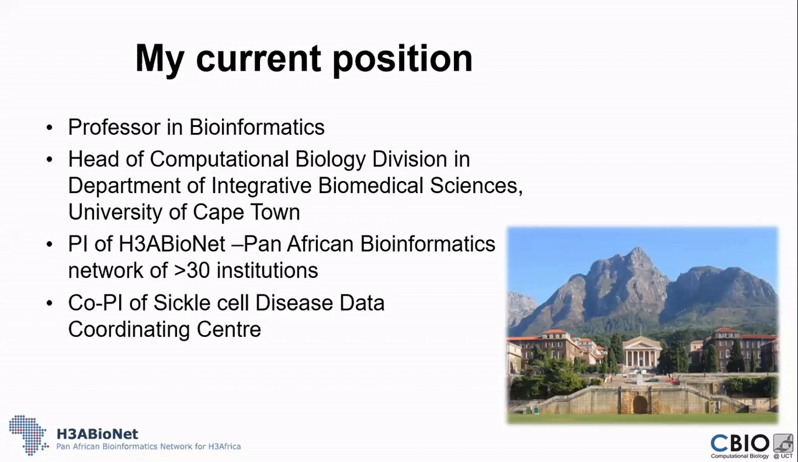I also co-lead a sickle cell disease data coordinating center. So sickle cell disease is a very debilitating disease caused by a single mutation in the hemoglobin gene. And it's predominantly found in people of African descent, so people with African ancestry. So there's a big consortium across Africa to manage sickle cell disease, and we manage the data coming out of that consortium.